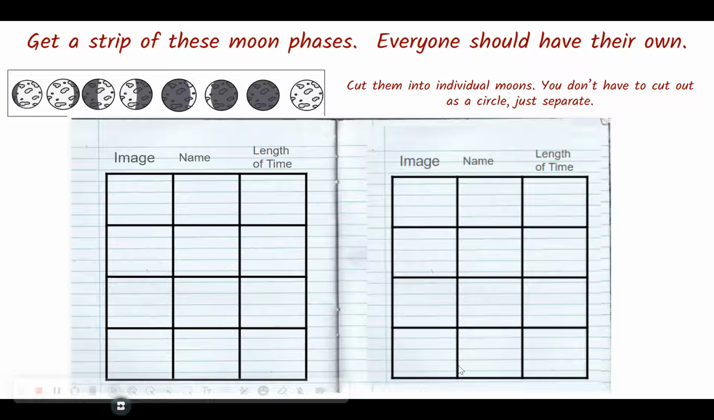And then you're going to make the same thing, 2 vertical lines, 3 horizontal lines. Notice I've got about 4 or 5 lines in between each. That might help you count it out. You could make it a little bigger if you wanted to. Okay? And label them image, name, and length of time. This is what you're going to come back to afterwards.